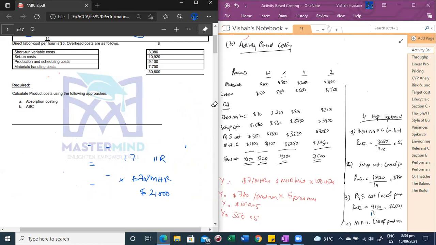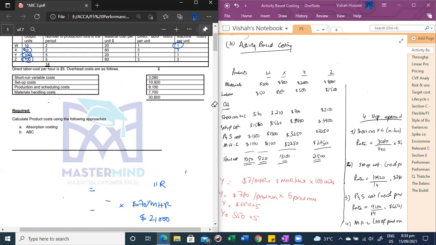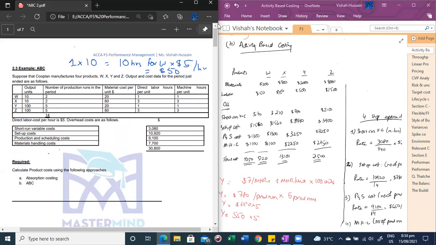All right. Now, there are four cost pools that they have given to us. What are those cost pools? Short run variable cost, setup costs, production and scheduling costs, and materials handling cost. All you need to do is get a suitable cost driver for them. So how are you going to choose the suitable cost driver? I told you that I'm going to explain production run to you. Now is the time when I do that.